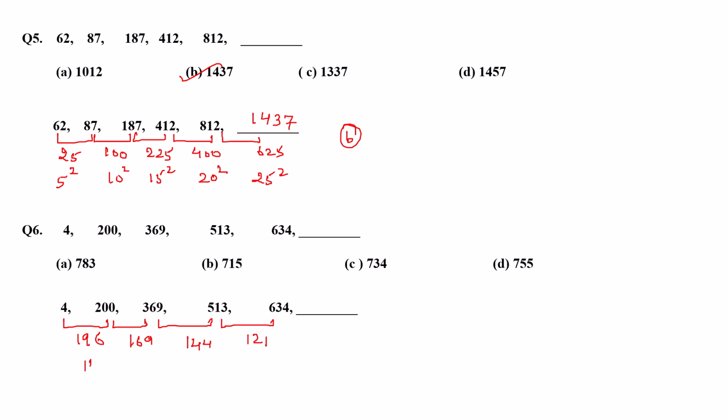This is a square of 14. This is a square of 13. Then 12 square, then 11 square, and if the same pattern follows, the next will be 10 square. So 10 square is 100, isn't it? So 634, if you add 100, you will get 734. So C is the correct option.